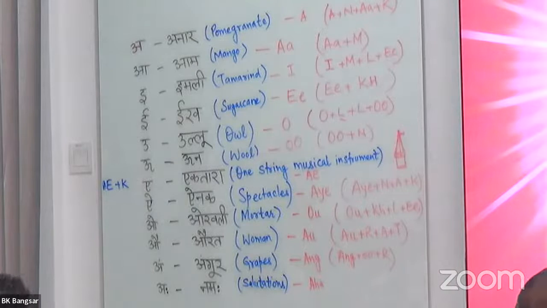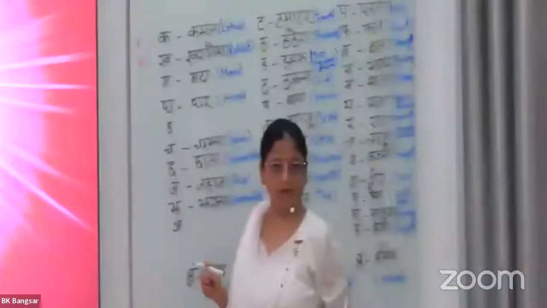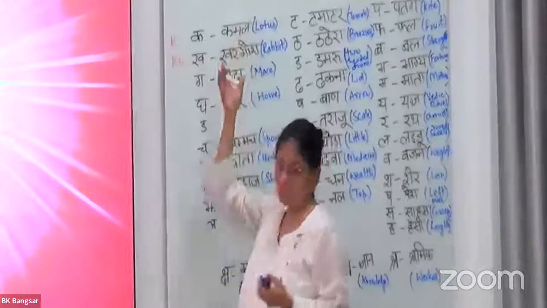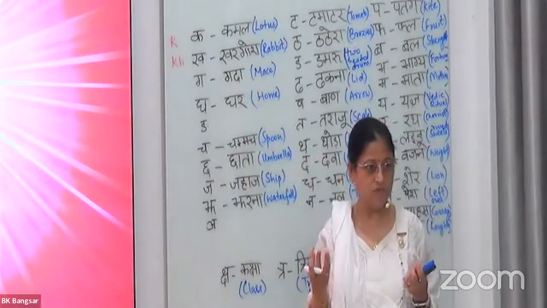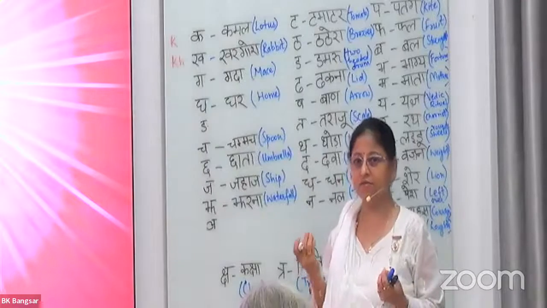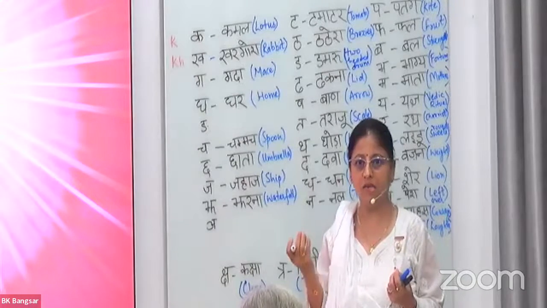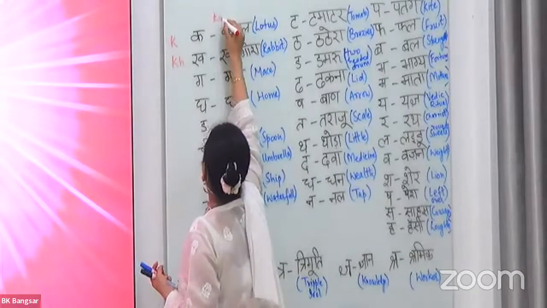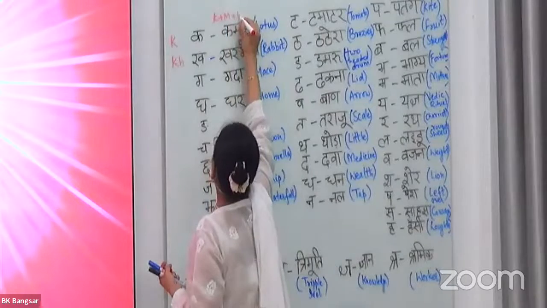Now, how do we pronounce this? K. Yes. Right? This is K. K, K. So when you say K, Kamal, it's the lotus flower, right? So you pronounce it as K, Ma, La.